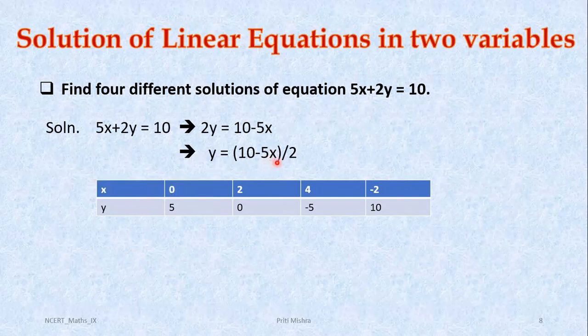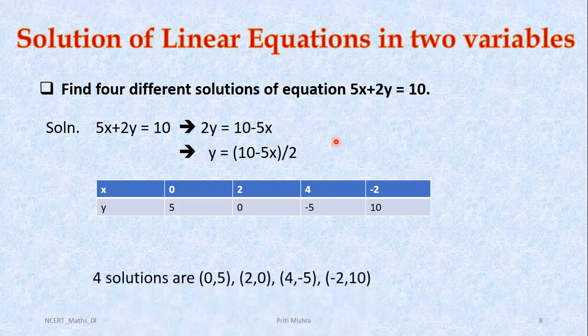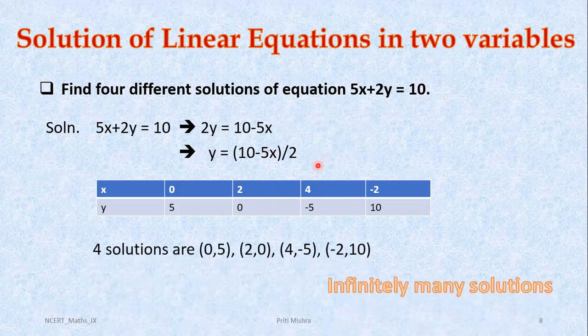You can see for x equals 0, we can have the value of y as 5. For x equals 2, we will have y equals 0. For x equals 4, with the help of this relation, we can have the value of y as minus 5. And for x equals minus 2, we can have the value of y as 10. So all these are different pairs of solutions for this linear equation in two variables, right? So here you can see, just like this, we can have infinitely many solutions.